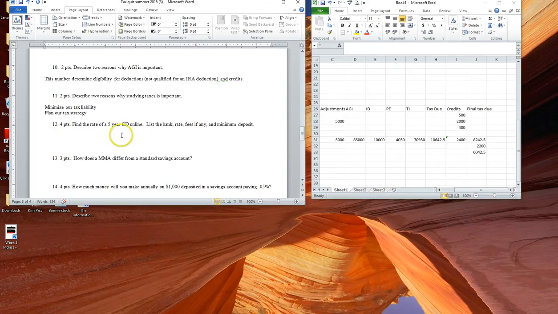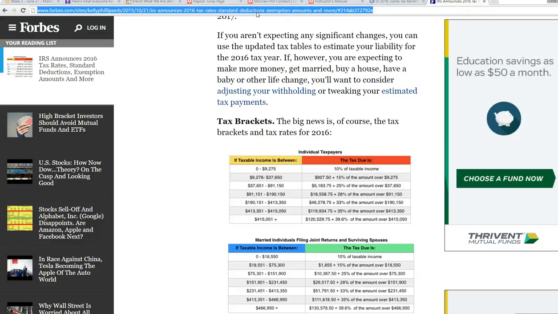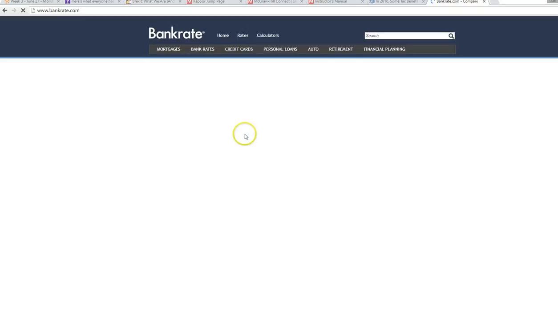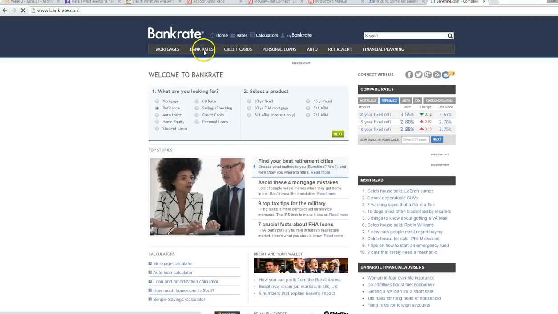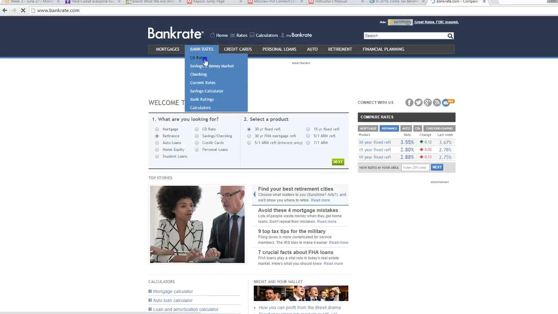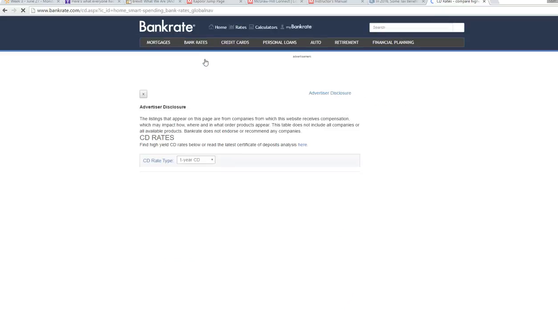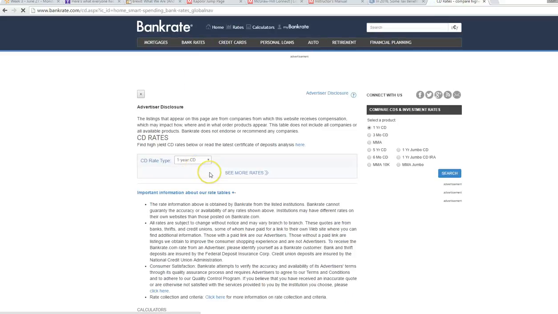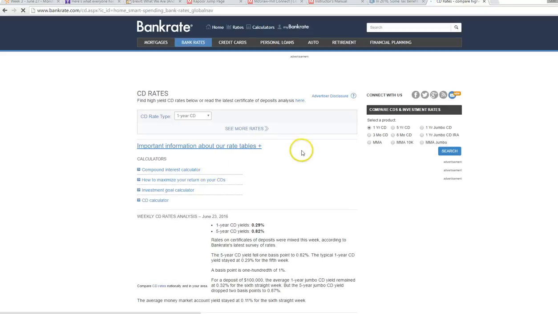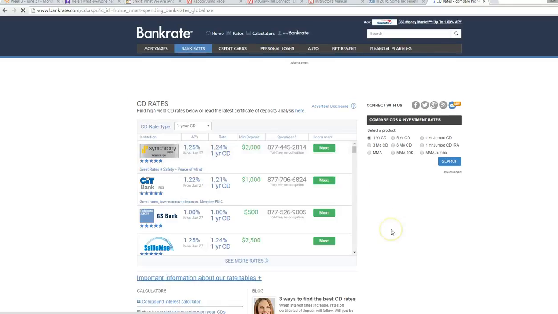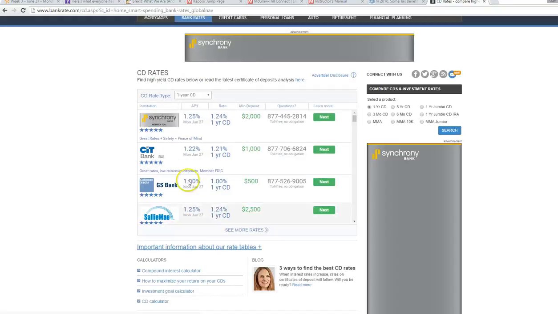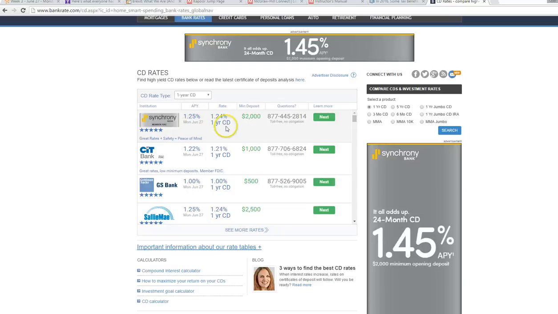12, find a rate of a CD online. List the bank rate, fees, and any minimum deposit. This is where you would go back to bankrate.com. So I'll do it real quickly. I'm going to go here to Bankrate. And I'm looking for, I'm going to go over here, CD rate. 1 year CD, that's what I'm looking for. And here are some that pop up. So you could pick one. Synchrony Bank has a 1.25 1 year CD rate, a minimum deposit of $2,000, for example.